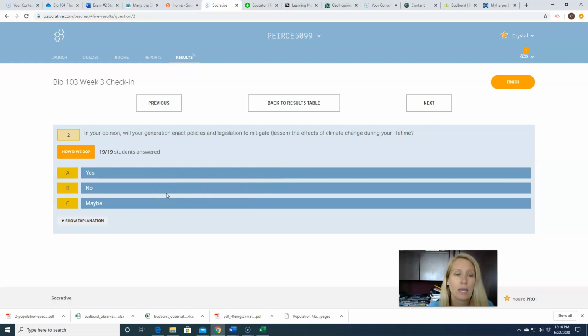And then the other question I asked was, do you think that within your lifespan, you'll see specific policies enacted that will enable us to mitigate some of the effects of climate change? And mitigate just simply means trying to lessen some of these impacts that we're going to see over time. The majority of people in this case did say yes. So I definitely see a trend of optimism here, which I think is really good.